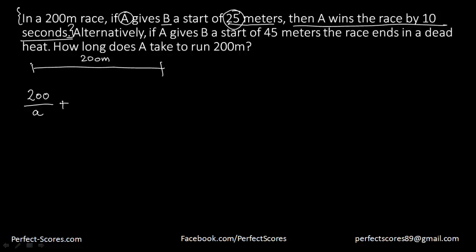What do you mean by that? That means first B starts, he covers 25 meters, then A starts. That means we will be finding the total time taken by A to cover this distance plus the time taken by B to cover this distance. So that is going to be 25, the distance covered by B, divided by B, which is the speed of B.